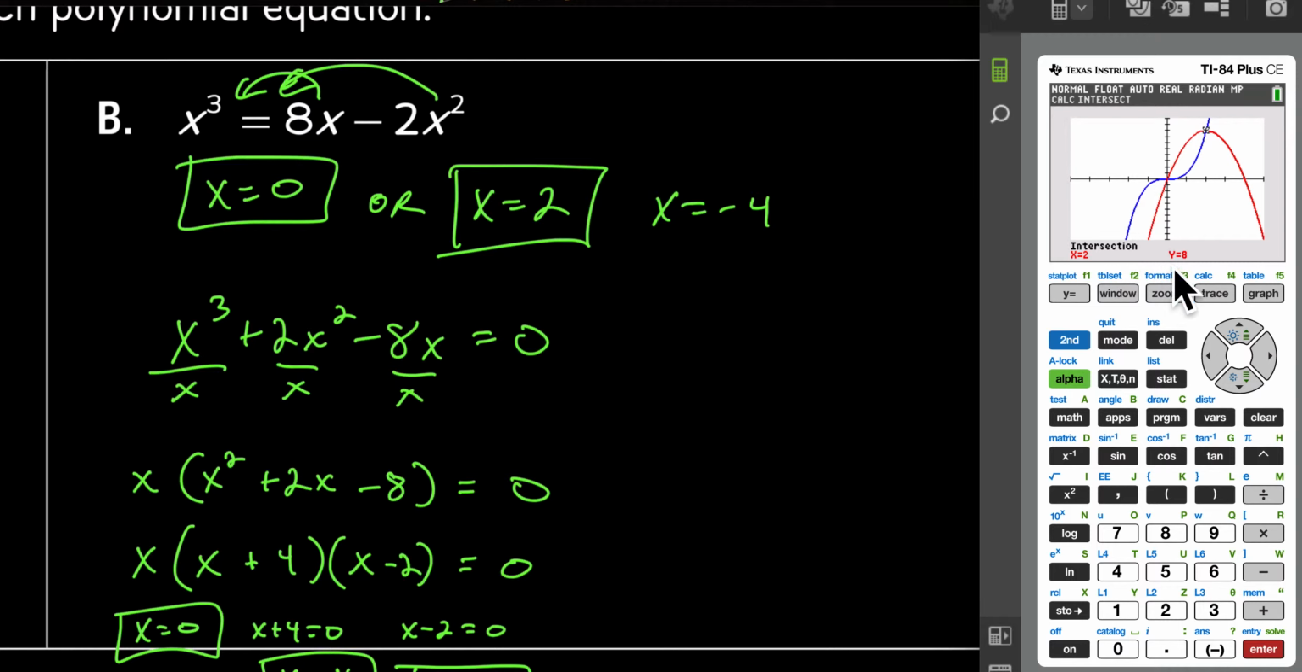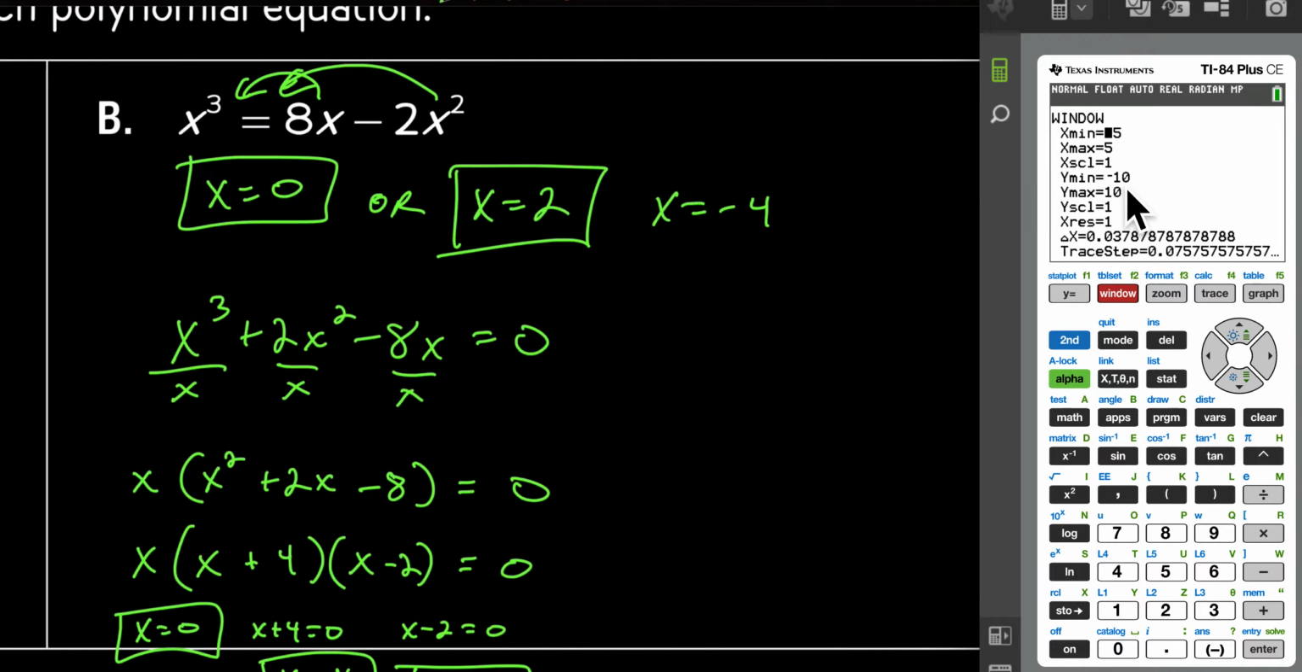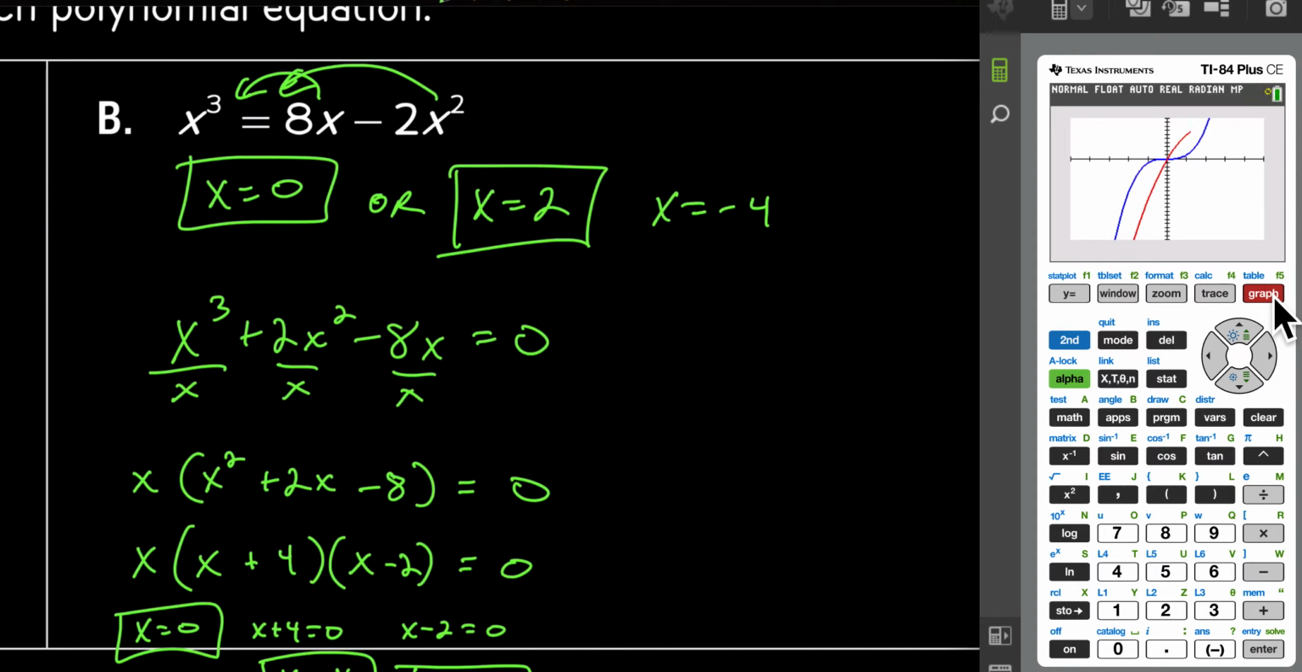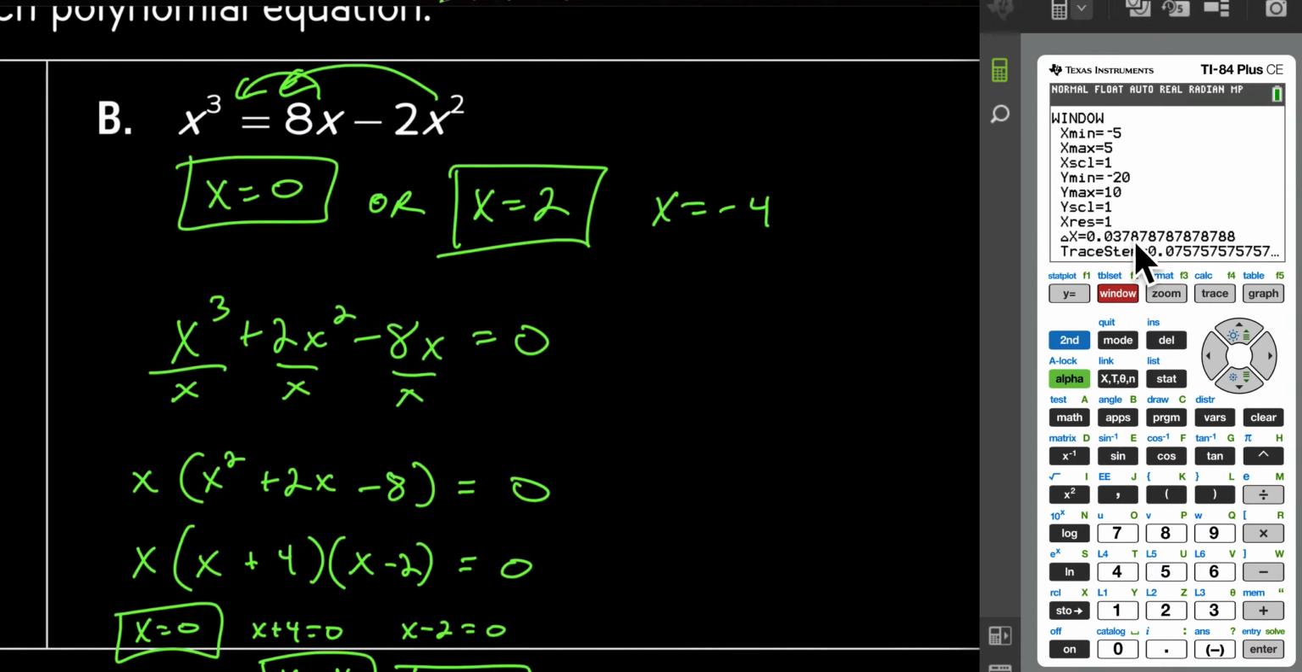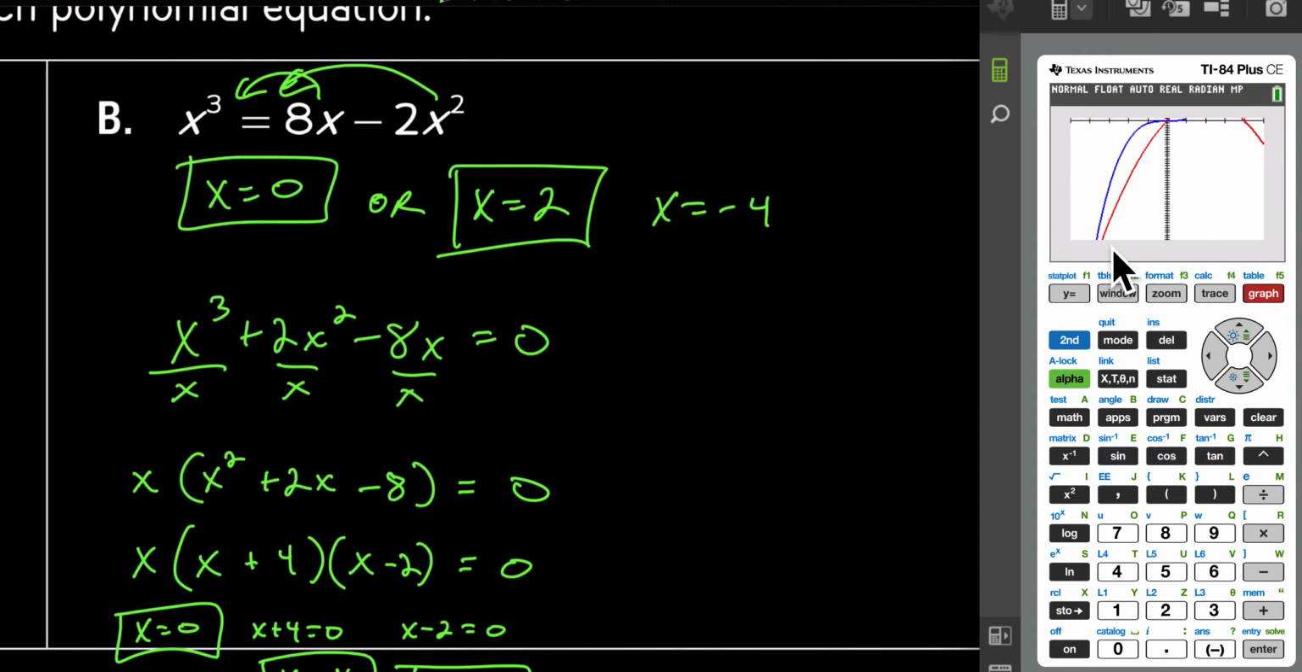So I want to look way further down. I'm going to go to my window, and my y min only goes down to negative 10. I'm going to make it go down to negative 20 and see if that's far enough. It looks like they're getting a little closer, so I'm going to try again. I'm going to make it go all the way down to negative 50 and see if that gets me a good enough look. I don't care about the others, so maybe I'll even bring my y max down with it. I'll just say it's like 1. I'm just looking down here. Ooh, I almost got it.